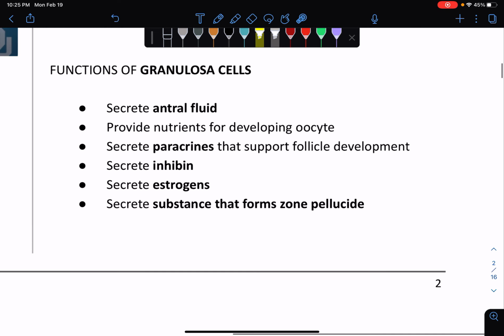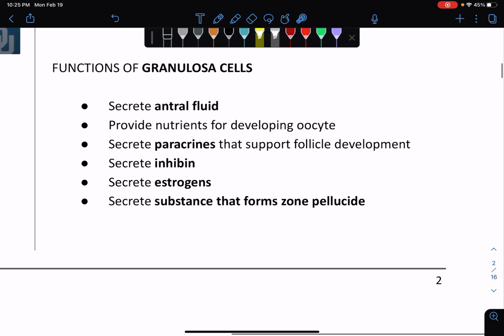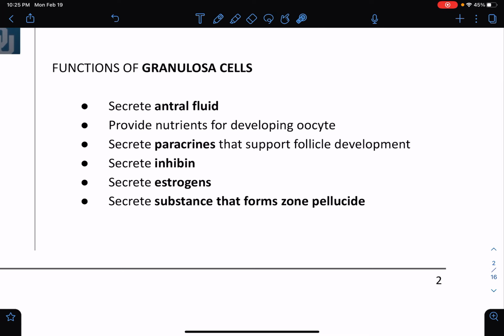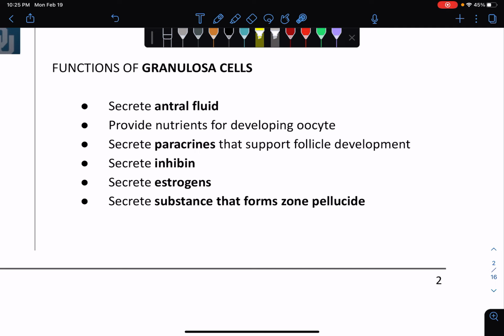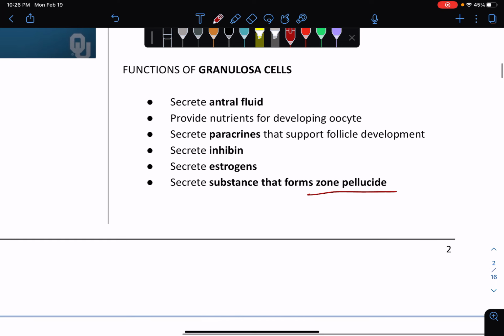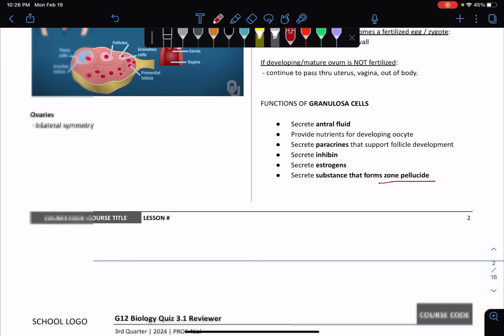The functions of granulosa cells, I won't even mention what granulosa cells are. The teacher never really taught this to us, but I got this from another video. They secrete antral fluid. They provide nutrients for the developing oocyte. They produce paracrines, inhibin, estrogens, and the substance that forms the zona pellucida. This is going to be important for later. I don't remember in what context, but we'll get to that.